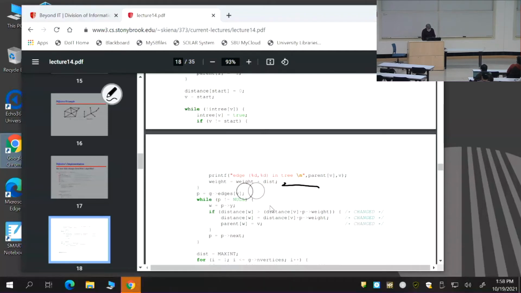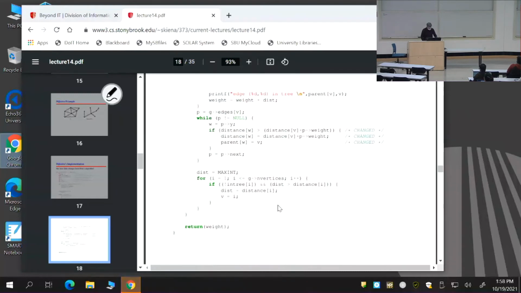But what's the interesting thing? Well, once we've added vertex V to the tree, we're going to look at all the outgoing edges. While there is an outgoing edge from V, let's call the other vertex W. If the shortest distance we have up to W now is greater than the distance to V from the start plus the weight of the edge to W, then the new way of getting to W is going to go through V, and we're going to note that by making V the parent.